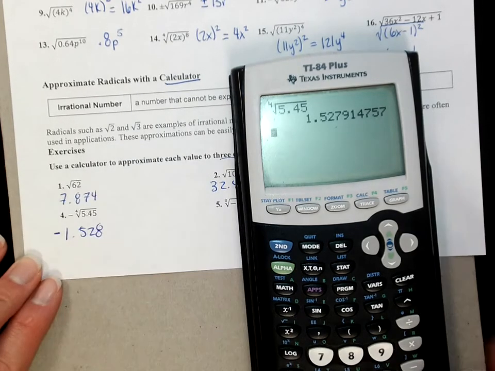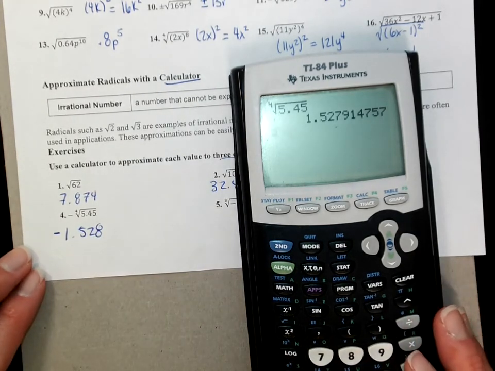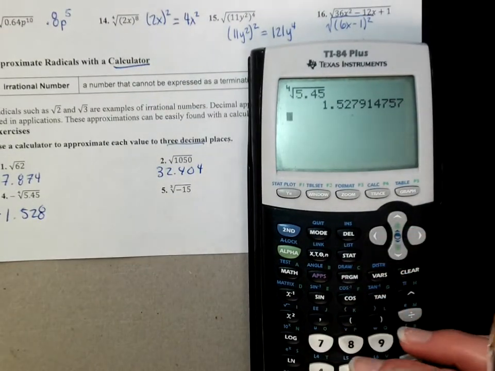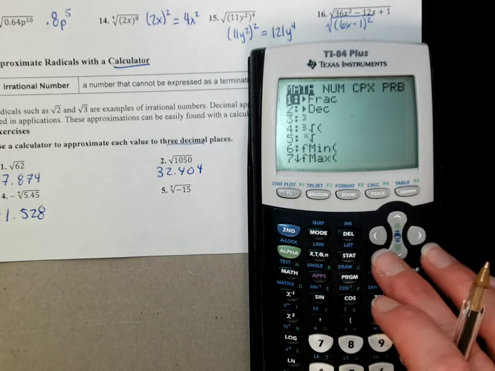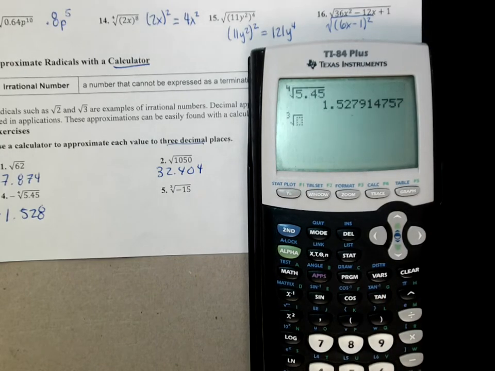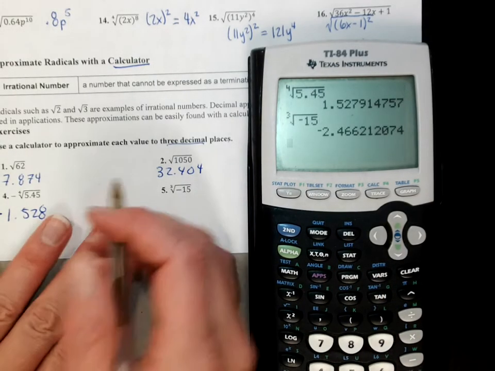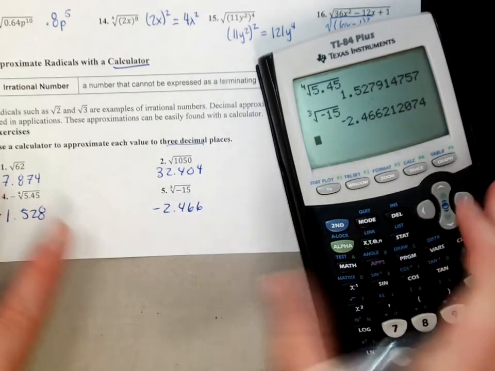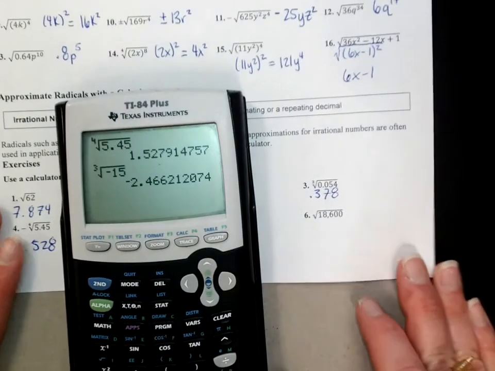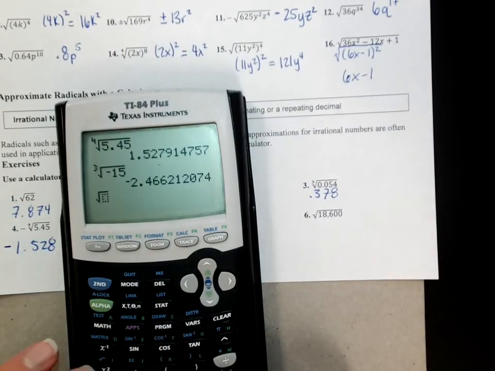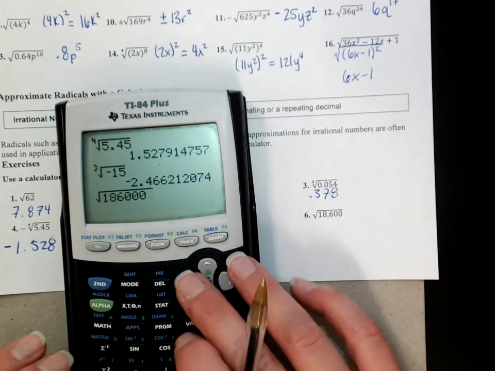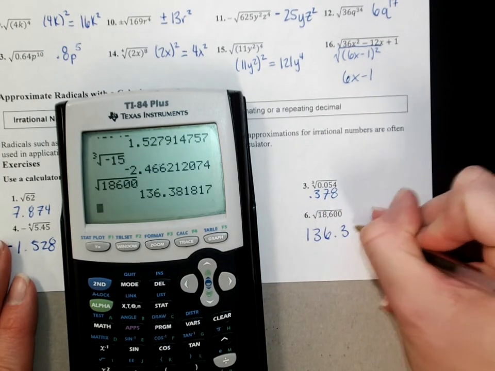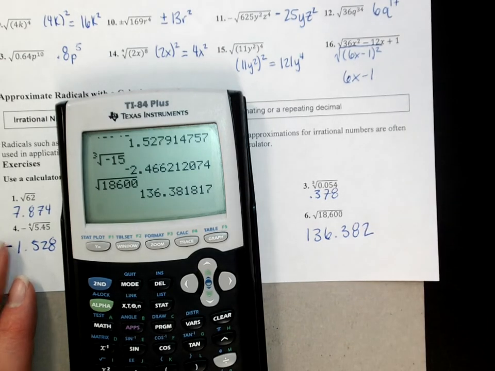I know this is going to stay negative, though, because there was a negative in front. Okay. Number 5, the cube root of negative 15. Again, I can do math number 4 of negative 15. Again, it's going to give me an answer. Negative 2.466. And then the last one is another square root, which you definitely should be able to do. Ew, too many zeros. Two. Cool.